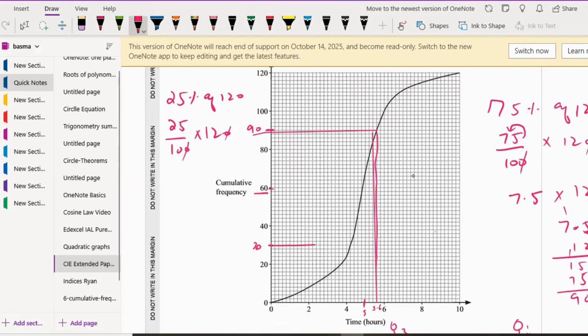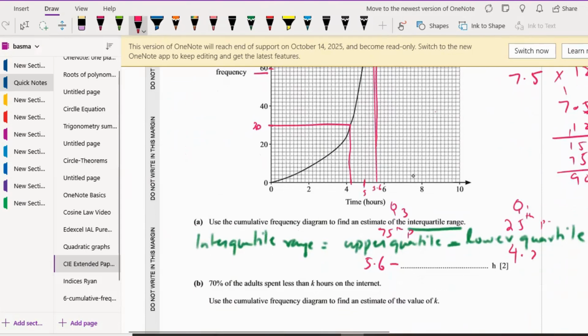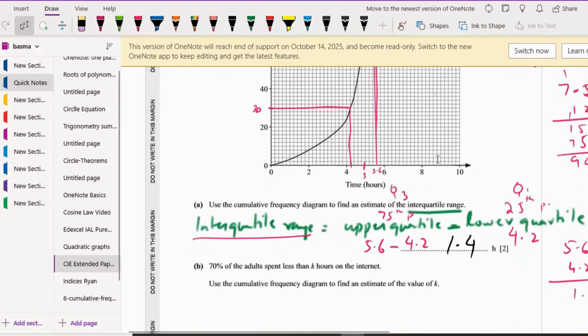So if I join the line, I get 4.2. This is 4.2, so the lower quartile is 4.2. So 5.6 minus 4.2 will be 5 minus 1.4. So the interquartile range, which is upper quartile minus lower quartile, is 1.4. So 1.4 hours is the interquartile range for the above data.